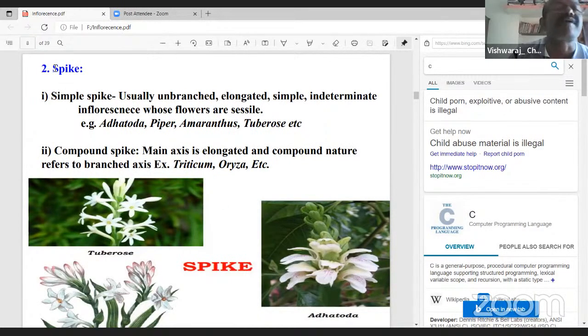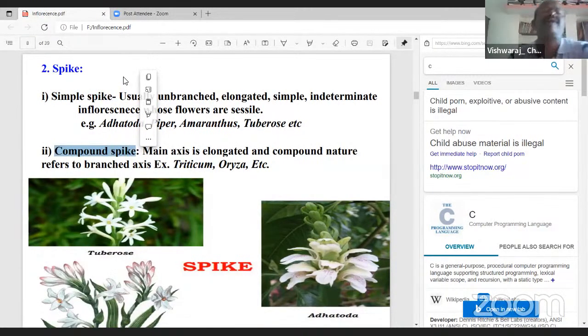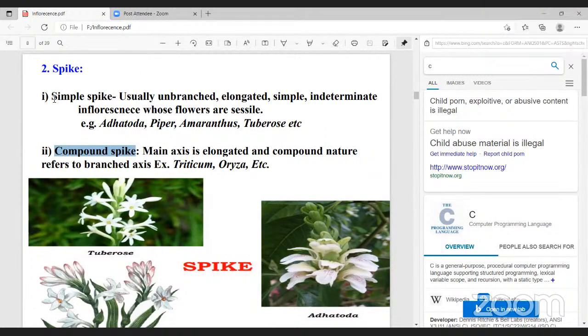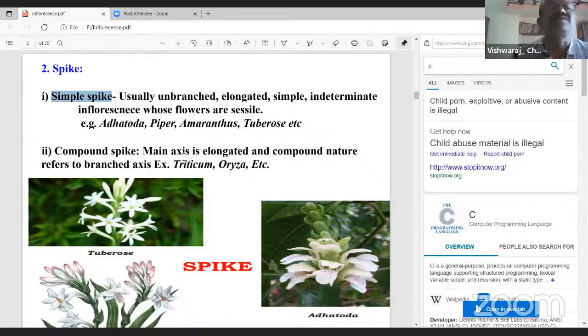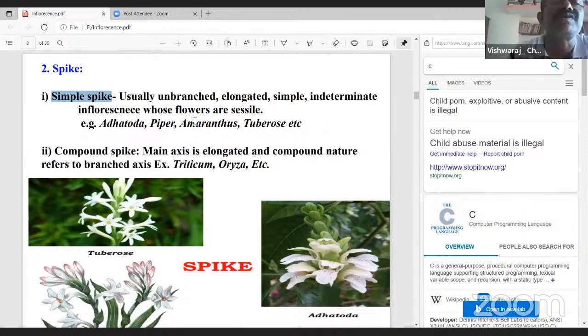Then the second type, spike. Spike is also of two kinds, simple spike and compound spike. The simple spike is usually an unbranched, elongated, simple, indeterminate inflorescence whose flowers are sessile.